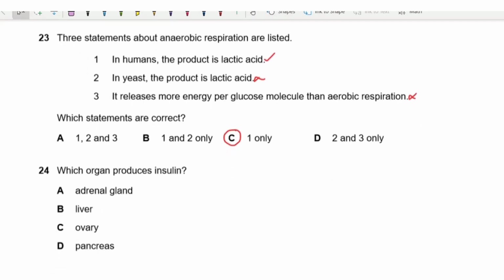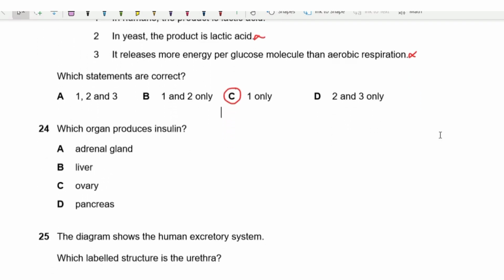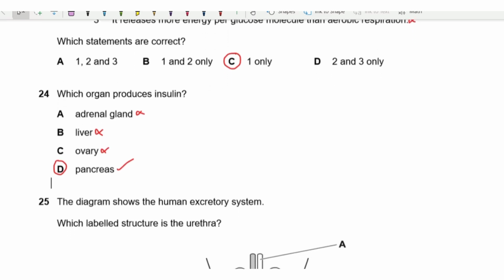Question 24 says, which organ produces insulin? Insulin is produced not in the adrenal gland, not by the liver, not by the ovary, but rather by the pancreas. So option D is our correct answer for this. Alright, so we'll now move to question 25.